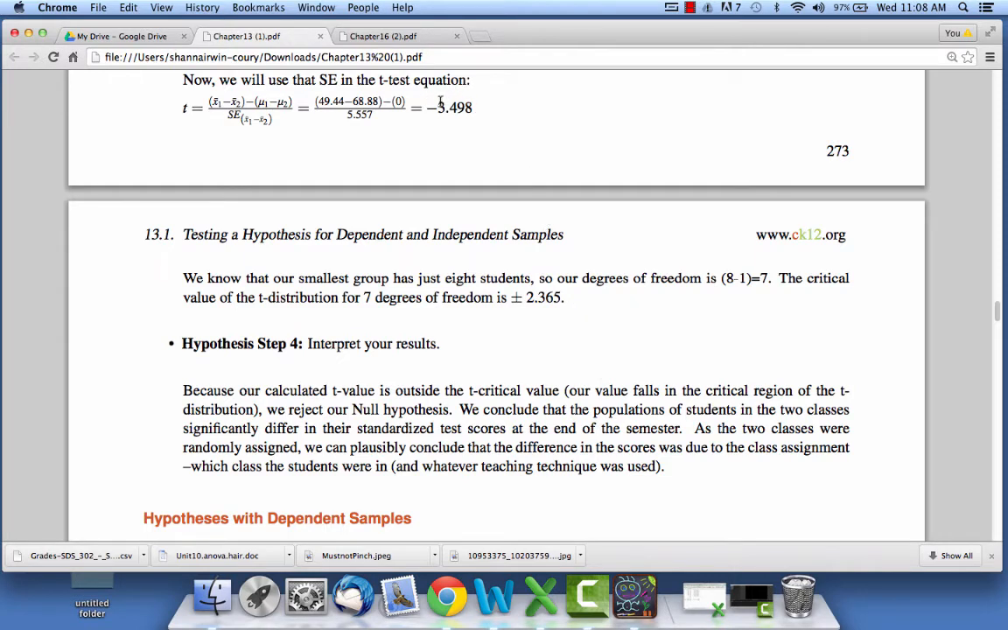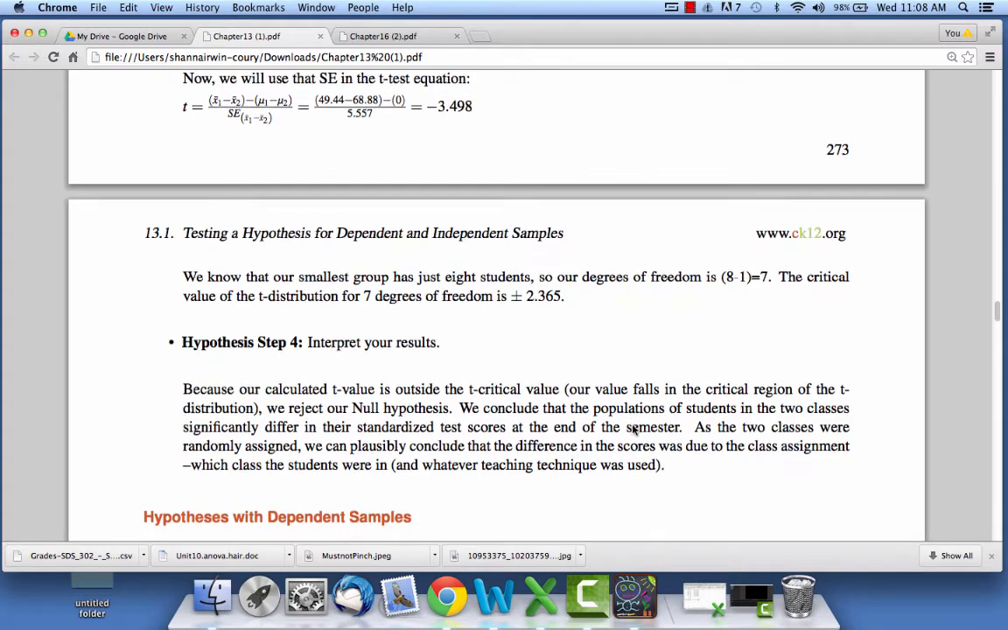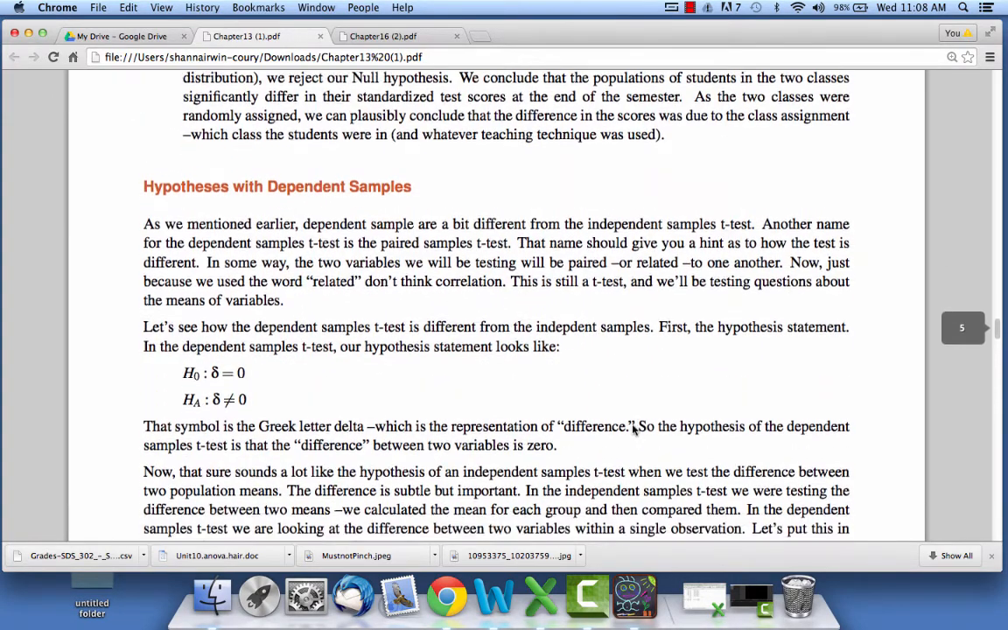Clearly, this is beyond negative 2.365. So we reject the null hypothesis. So we say, in fact, the other class really is higher than the first class.